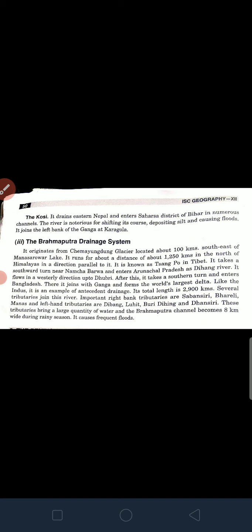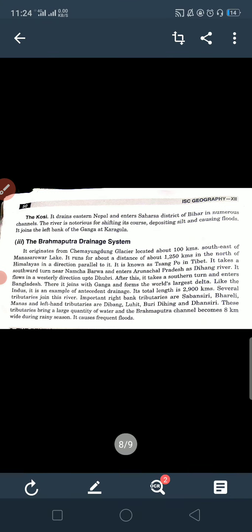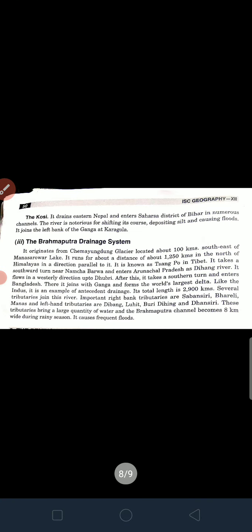These tributaries bring a large quantity of water, and the Brahmaputra channel becomes 8 kilometers wide during the rainy season. It causes frequent floods. So this was all about the Himalayan river systems. Tomorrow we'll discuss the peninsular river systems. Till then, thank you.